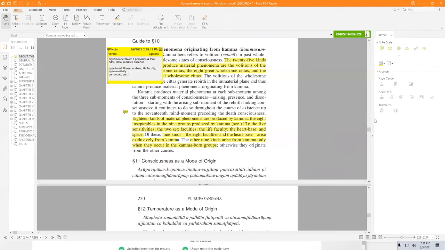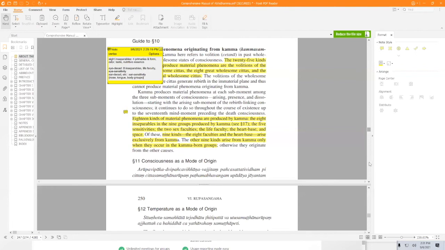Okay. So we have the ear decad. We have the 8 inseparables, the life faculty, and here we have ear sensitivity. And then the same applies with the nose, tongue, and body groups. So these are 5 groups produced by karma.